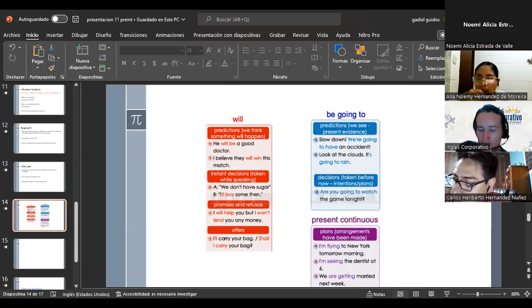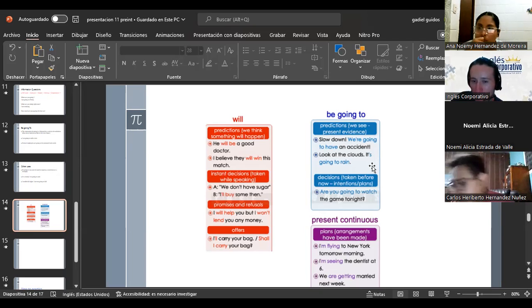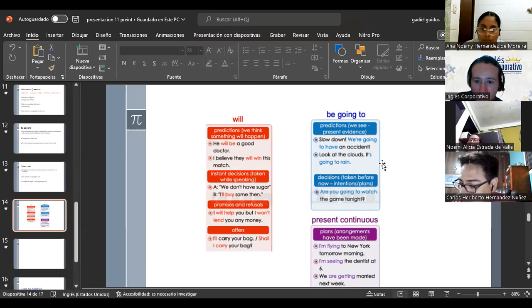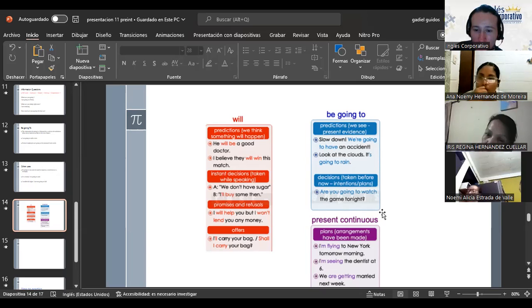After the class, I am going to study with my children for the test. Okay, excellent. Very good, Anna. So after the class, you're going to study with your children for the test. Muy bien. You are going to study. En ese caso, usted está utilizando el be going to, ¿verdad? Y es una decisión que usted ya había tomado. ¿De acuerdo? Entonces, ¿alguien más que quiera participar, guys?